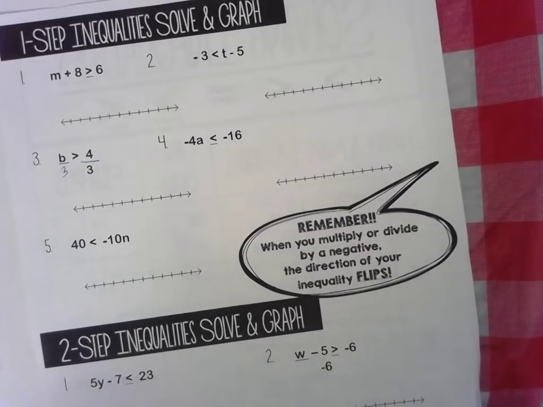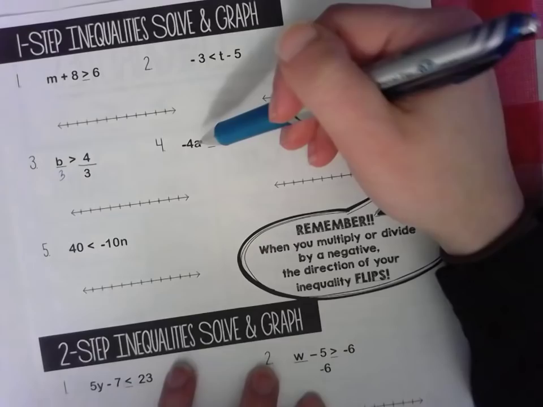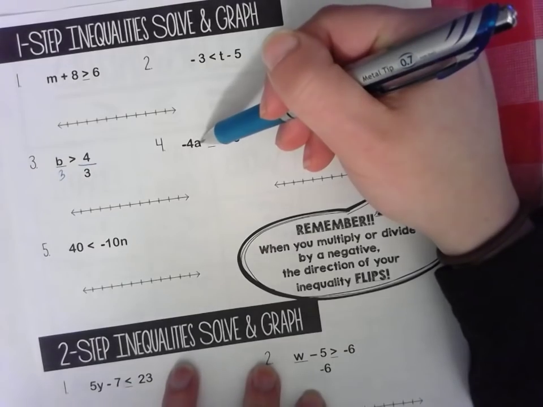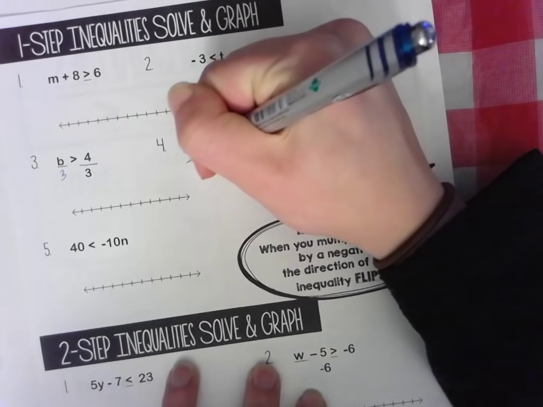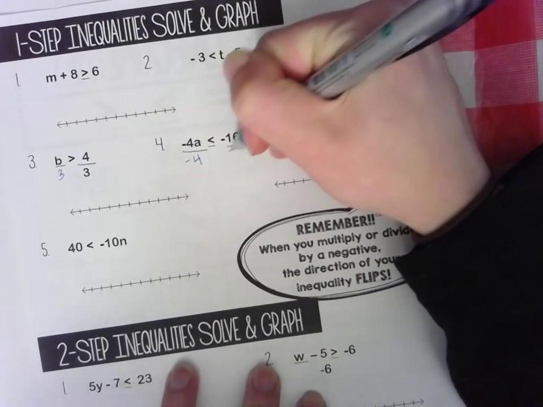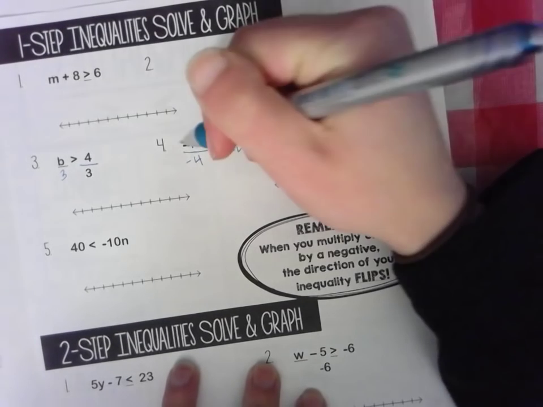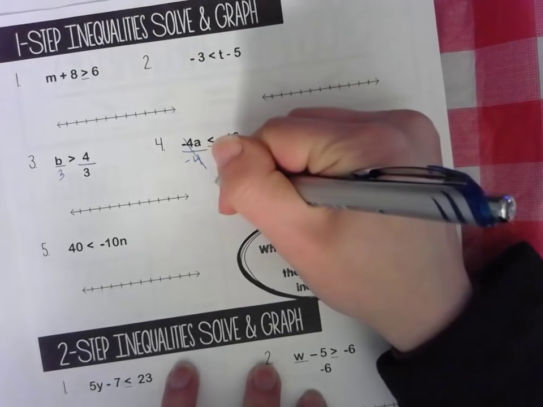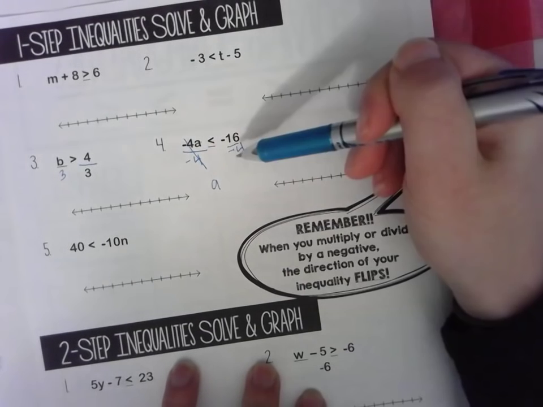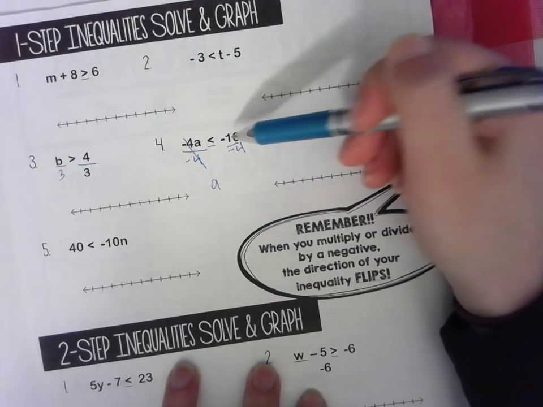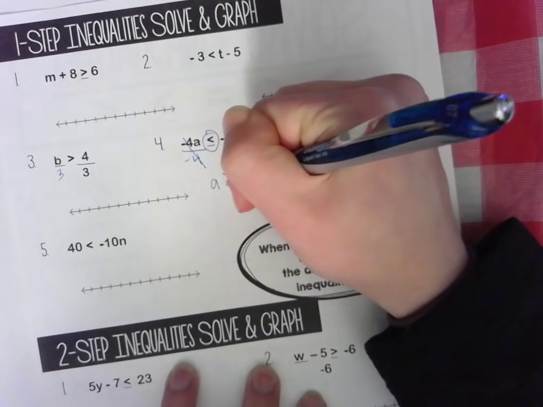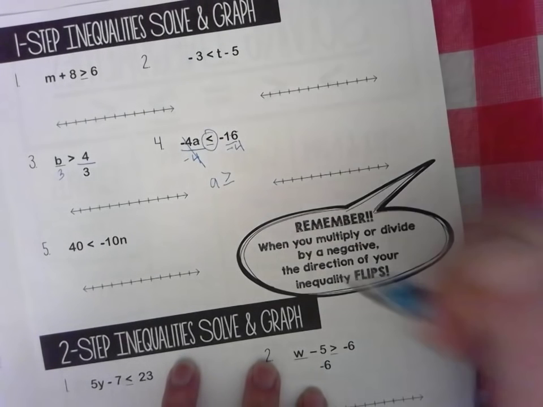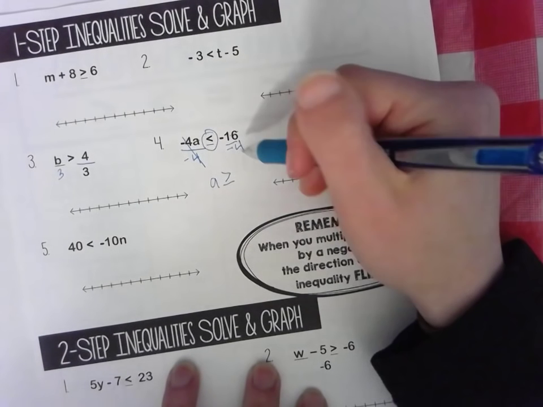So I have -4 times a is less than or equal to -16. So remember, when we have a variable multiplied by a number, the opposite or the inverse is to divide by that. Okay? And when we divide by a negative number, which I did, -16 divided by -4, I have to flip my sign. So now it's going to be a greater than or equal to -16 divided by -4, which is +4.